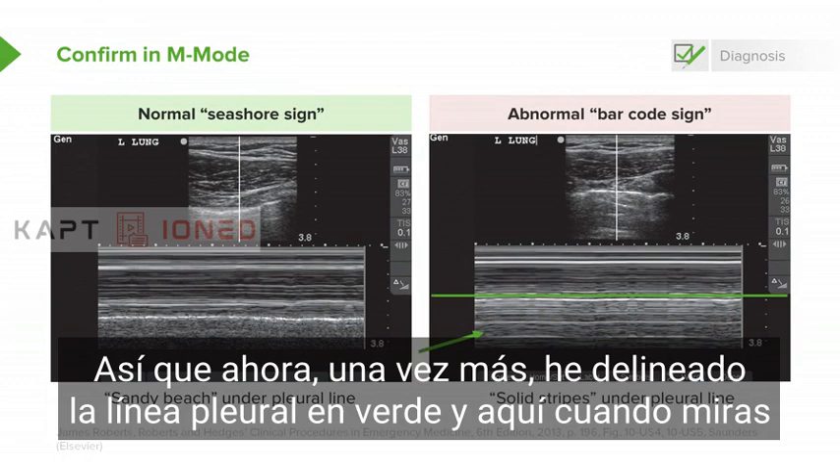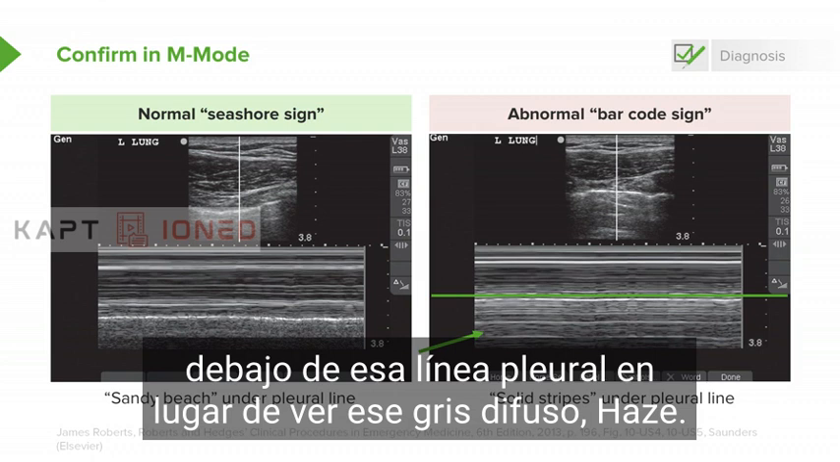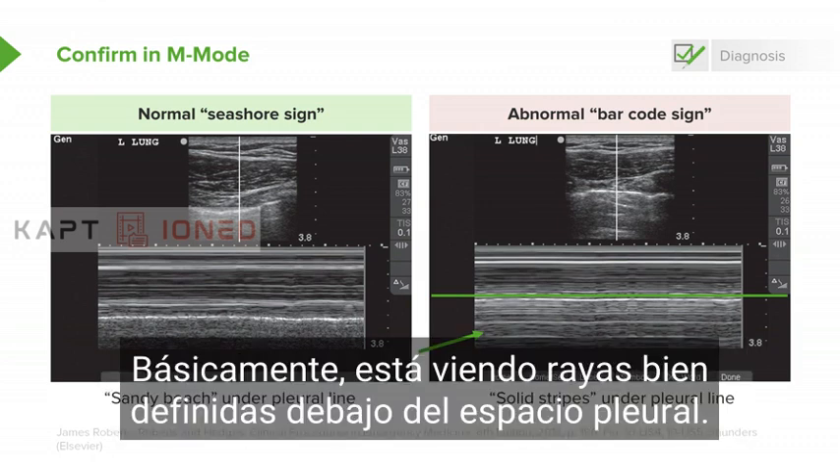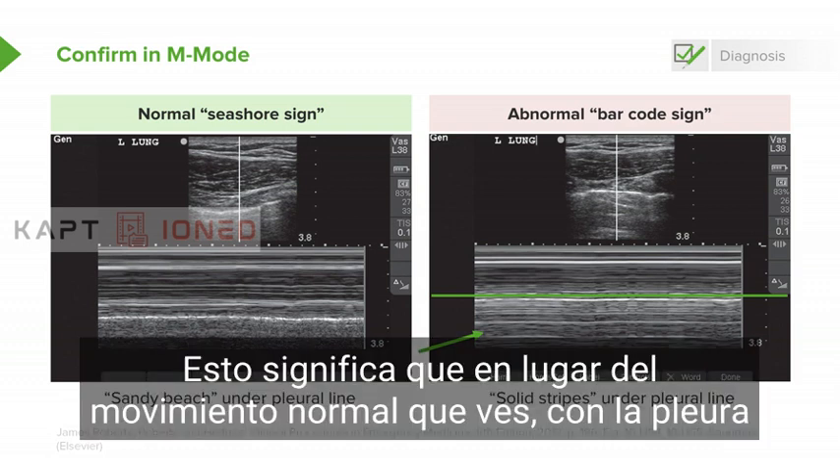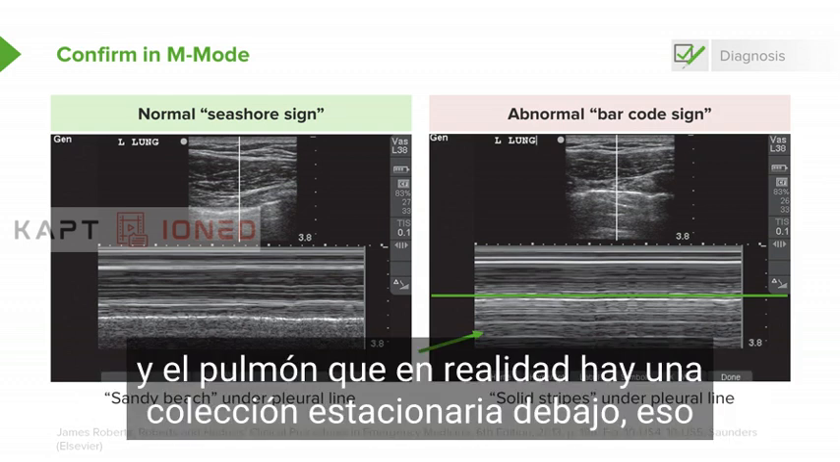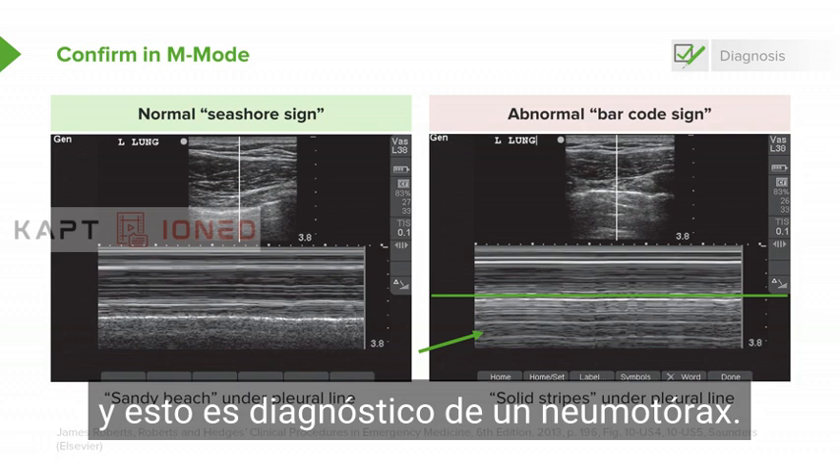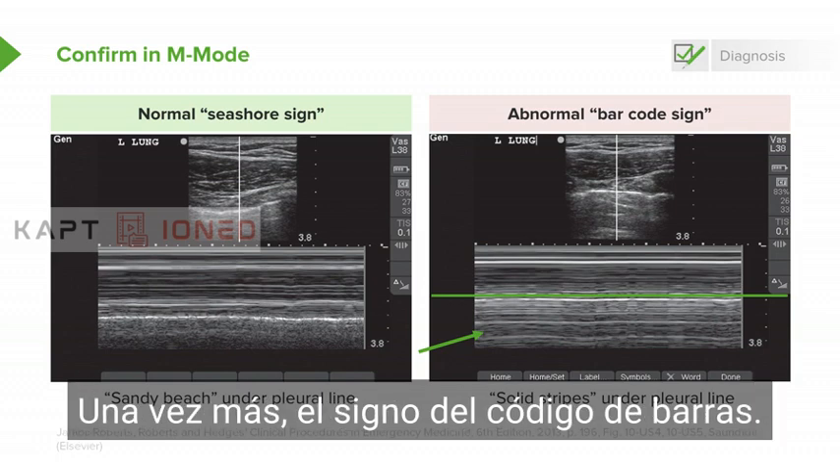By contrast, here's an abnormal M mode of a lung. So now, once again, I've outlined the pleural line in green. And here, when you look under that pleural line, instead of seeing that diffuse gray haze, you're actually seeing what we call the barcode sign. You're basically seeing well-defined stripes underneath of the pleural space. And this signifies that instead of the normal movement that you see with the pleura and the lung, there's actually a stationary air collection under there, that things underneath of the pleura are not moving the way that they're supposed to. And this is diagnostic of a pneumothorax. Once again, the barcode sign.